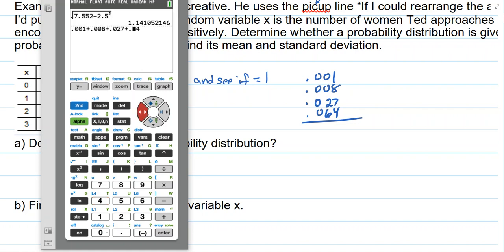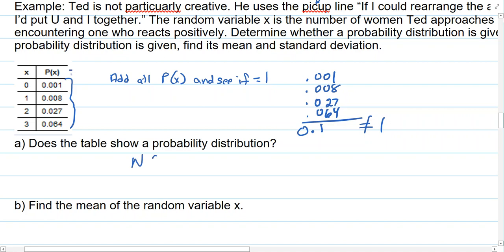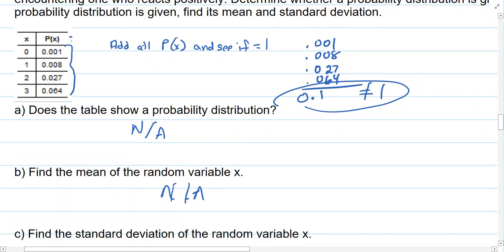Got the 0, didn't it? And I got 0.1. Well, that does not equal 1. So we can't do any other of the material. It can't happen unless this equals 1. Well, it does not equal 1, so the whole thing collapses. All right.